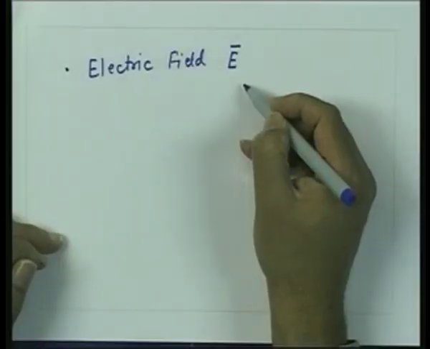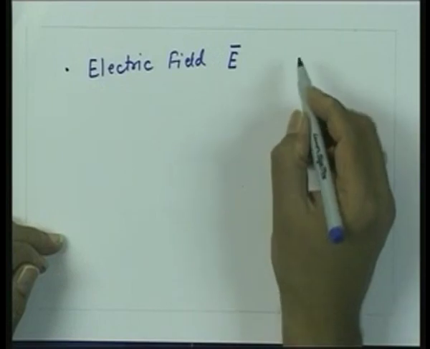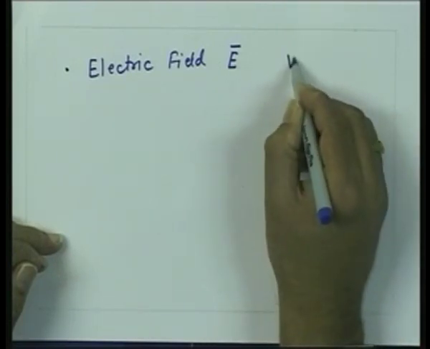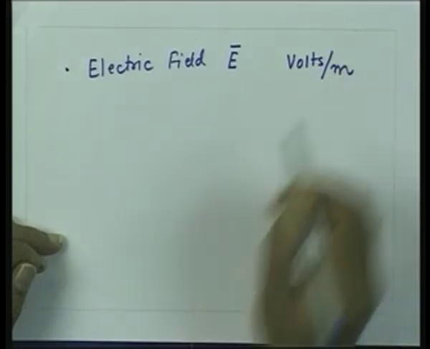Since we are talking about the force per unit charge, the electric field is a vector quantity. So, it has a direction and it has its magnitude. The unit of electric field is volts per meter. So, electric field is given by volts per meter.